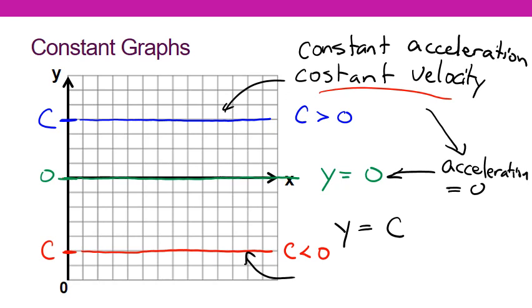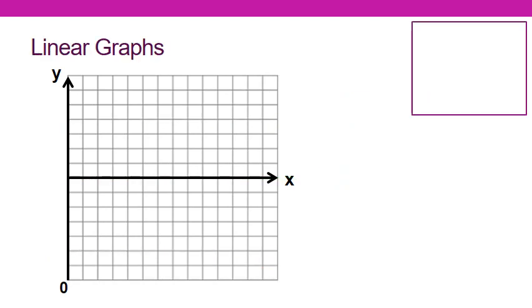So that's the constant graphs. They're fairly straightforward, very easy, very simple. The next type of graph we want to talk about is a linear graph. So this is a straight line graph. This has a form of y equals mx plus b. You've probably seen this before.